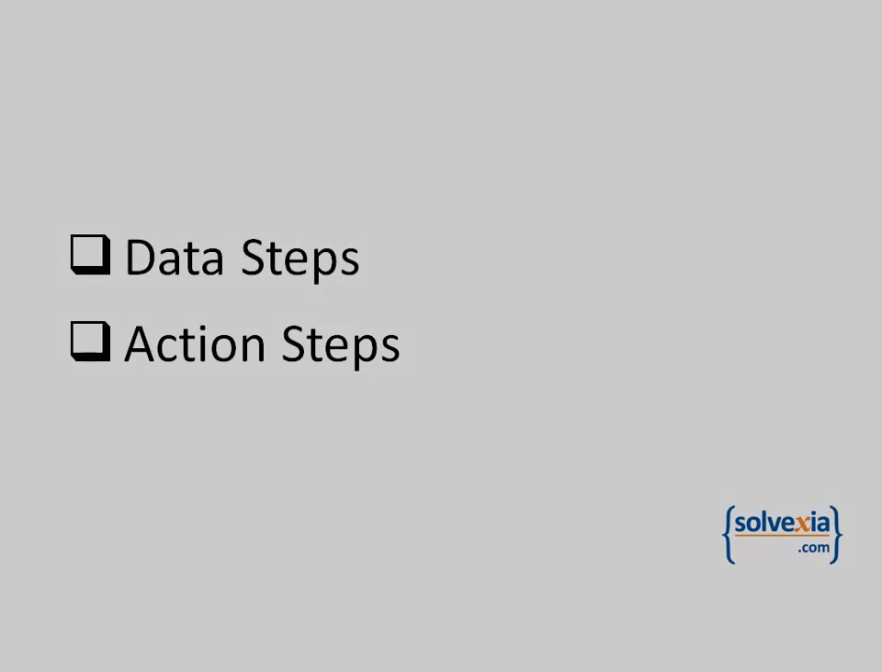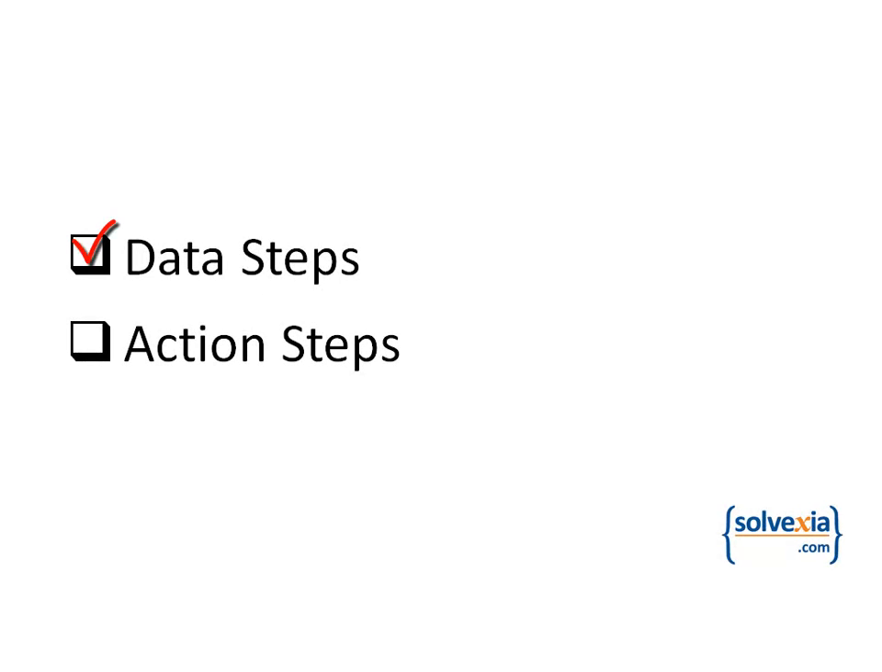Let's recap what we've seen. Up front we defined a data step. The data step allowed us to specify particular fields with values that we might want to use during our process. Action steps use the data that we defined in order to update cells or send emails and so forth.